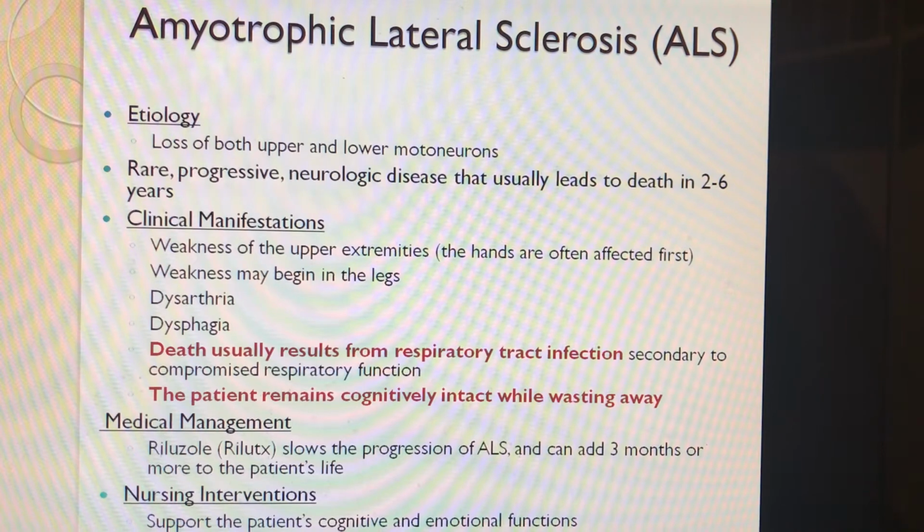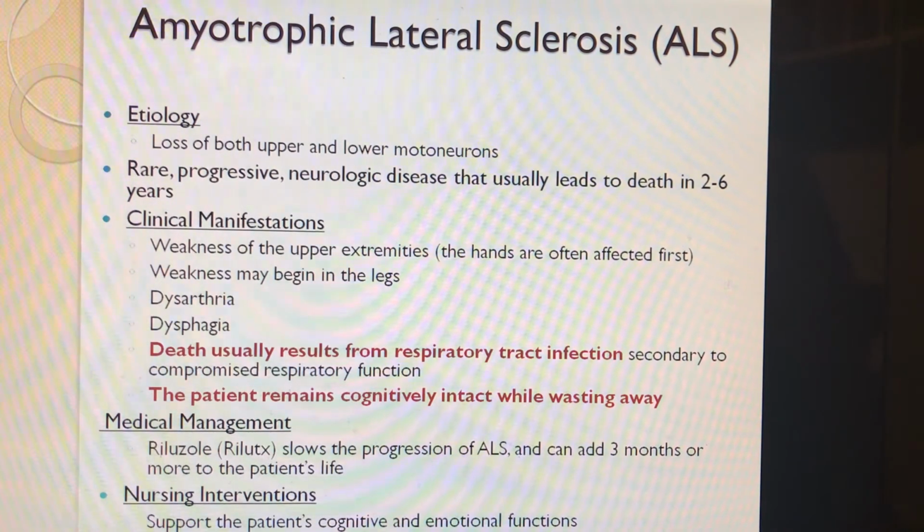So they have what's called riluzole. This slows the progression of ALS and can add 3 months or more to the patient's life. And for your nursing interventions, you want to support the patient's cognitive and emotional functions.